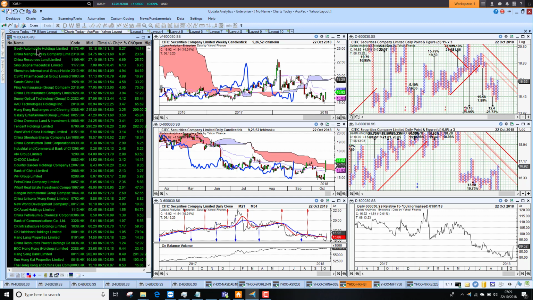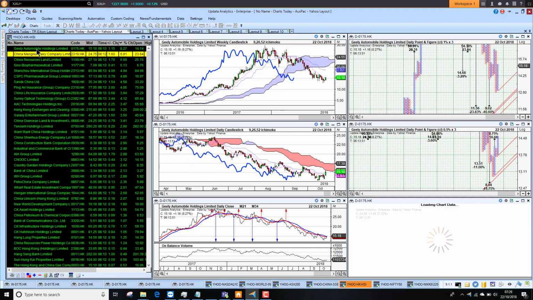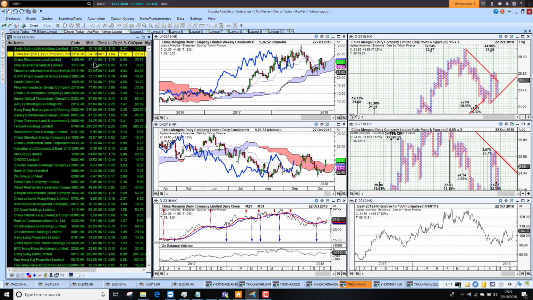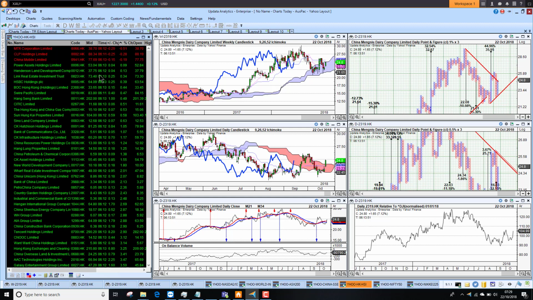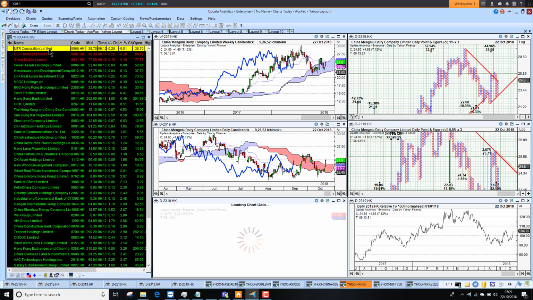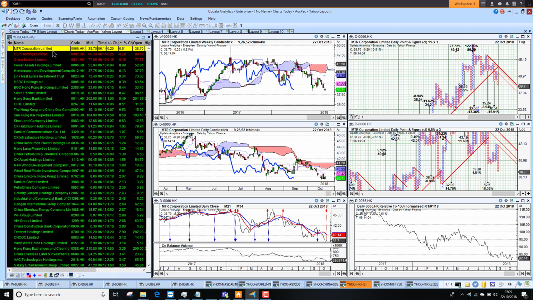So it shows just the strength of the market, with the government saying that it would support stocks. In Hong Kong, best performer is Geely, up 8%. China Mengniu Dairy Company up 7%. So we're seeing some quite big moves there as well, and only three stocks down. MTR Corporation actually down and looking bearish on these time frames with really clear downside targets, so not looking good there.